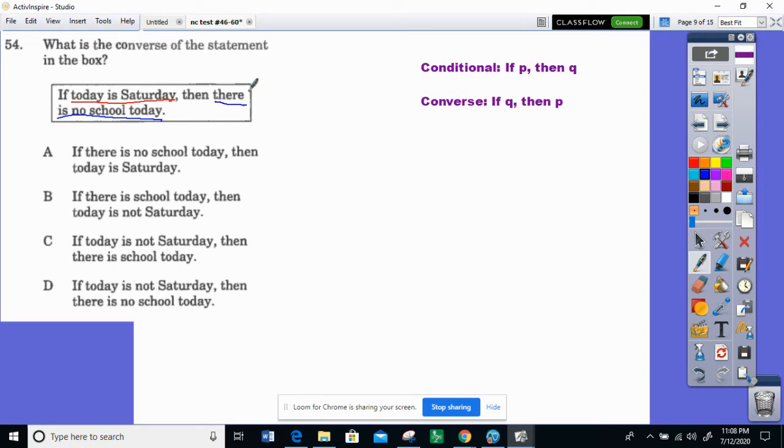So when we look at the answer choices, we need to look for one where it says if there is no school today. That happens in A. It does not happen in B. They left out the no. It does not happen in C, and it does not happen in D. So the answer should be A. If it says then today is Saturday at the end, it does. So that's why the answer is A.